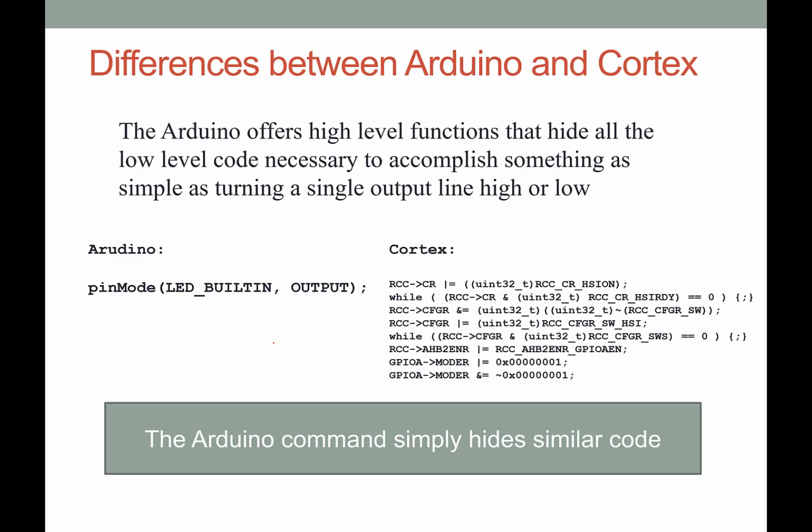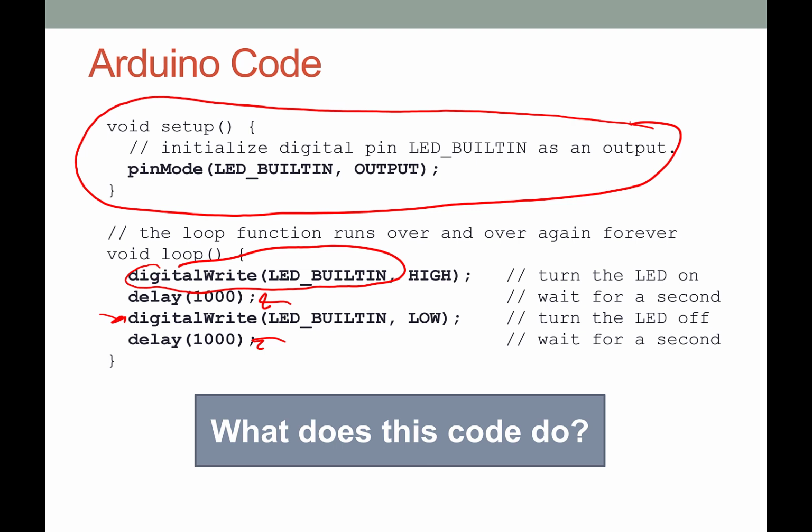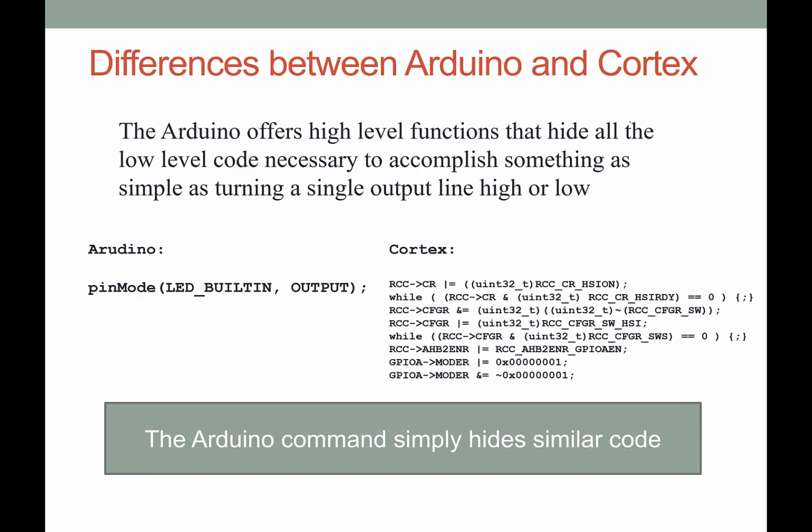It says here some of the differences from what you used before: the Arduino offers higher level functions that hide all the low level code necessary to accomplish something as simple as turning on a single output line high or low. That's not going to be quite so easy here. Notice this setup right here that just said, let's do some pin mode for setting up an LED as output. How are we going to actually do that on the ARM microcontroller?